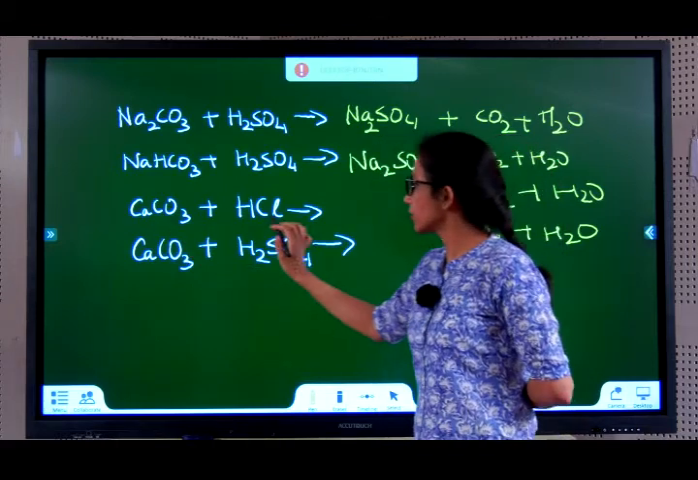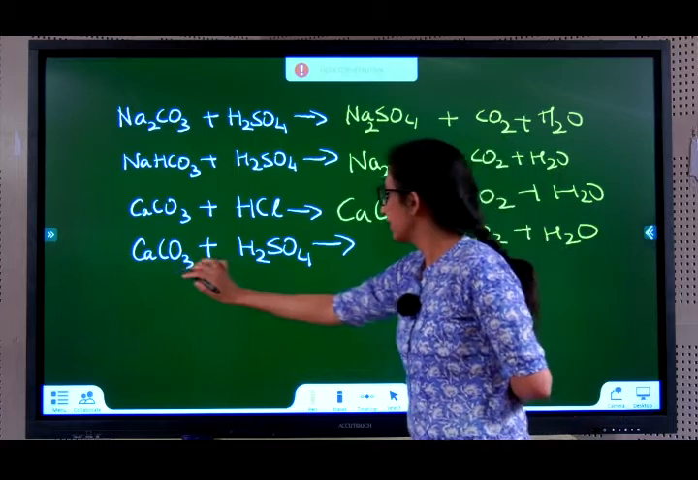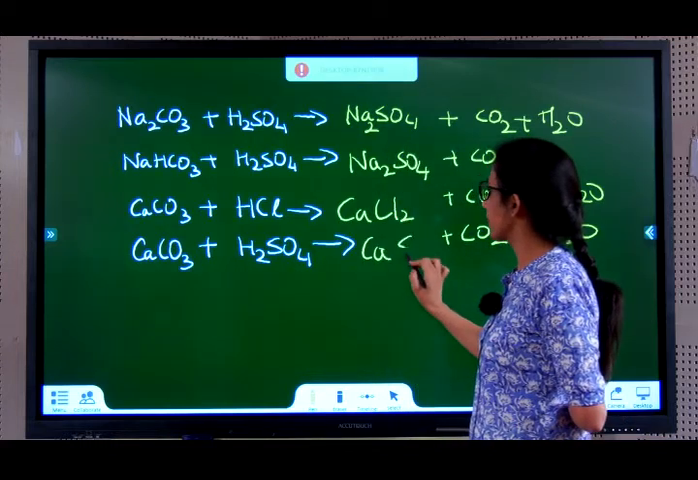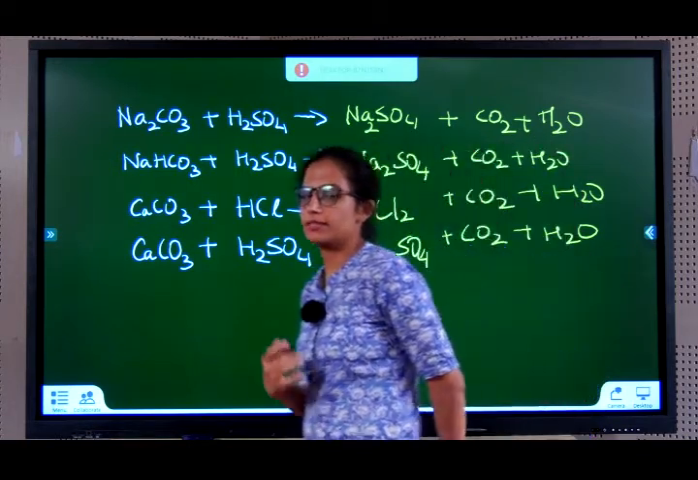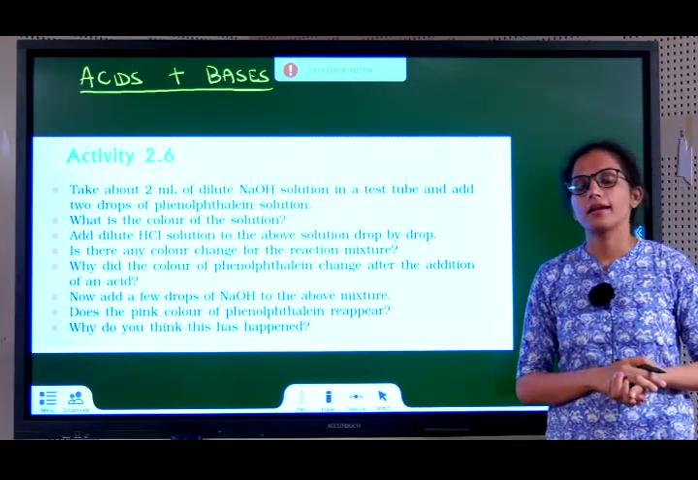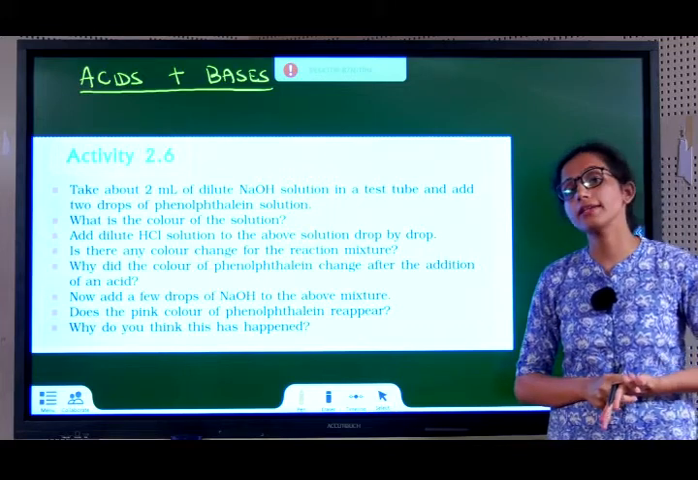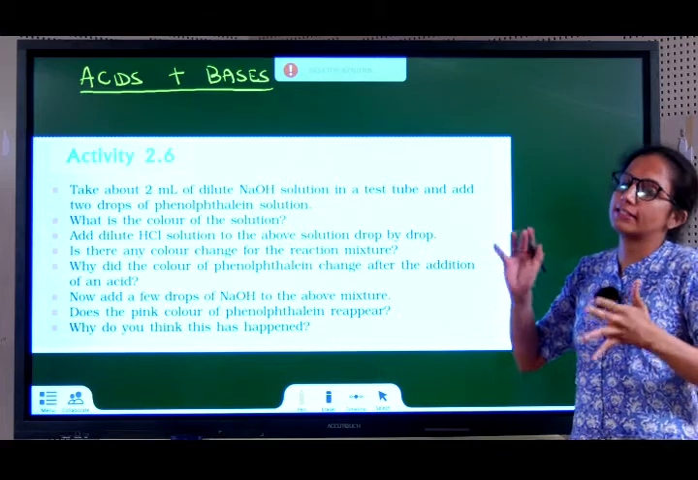Next, calcium reacts here with chlorine, so calcium chloride. Calcium reacts with sulfate, calcium sulfate. Balancing, please do it on your own. It's pretty easy. Next experiment, how do acids react with bases? We'll be studying activity 2.6. This again we've already studied, very simple.